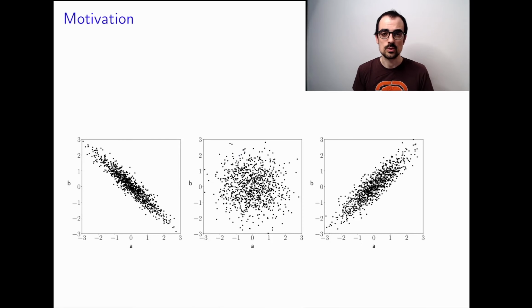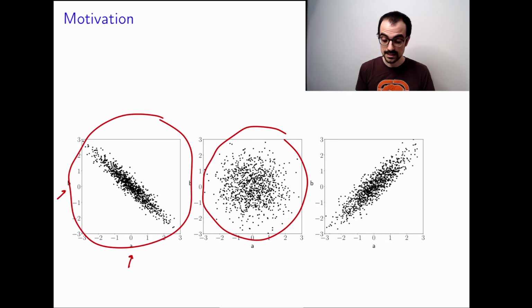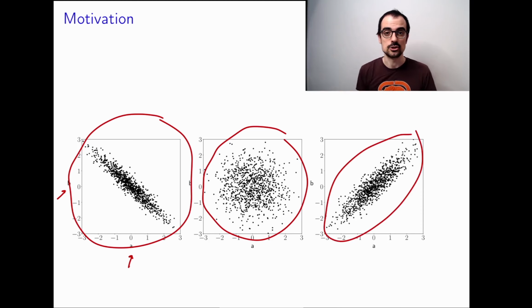The motivation is that when we're doing data analysis, it's often very important to determine whether there's a linear dependence between quantities of interest. So let's take a look at these three scatter plots that we have here. On the left, with B on the y-axis and A on the x-axis, it's quite clear that B is kind of inversely proportional to A. So the two quantities are linearly related in that way. Here in the center, we don't really see any linear dependence. And on the right, we see that B is approximately linearly proportional to A.